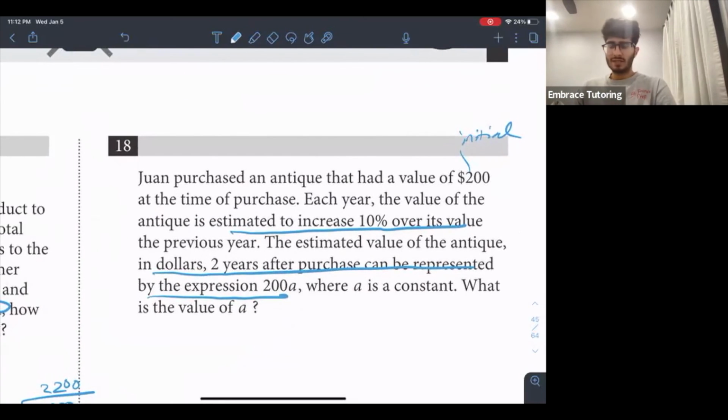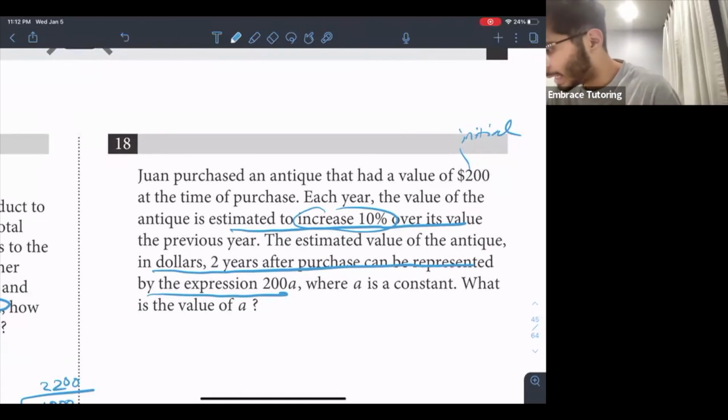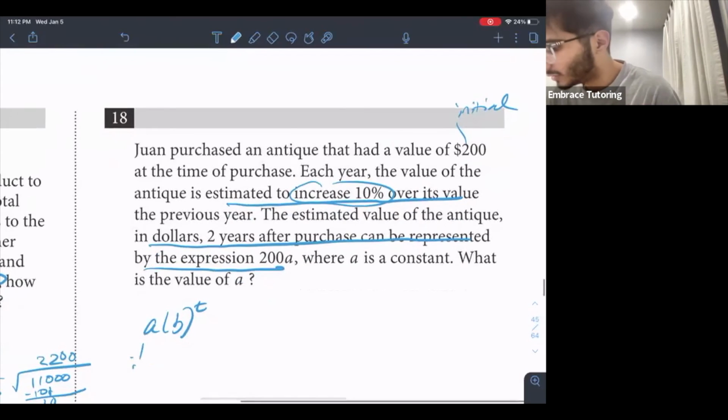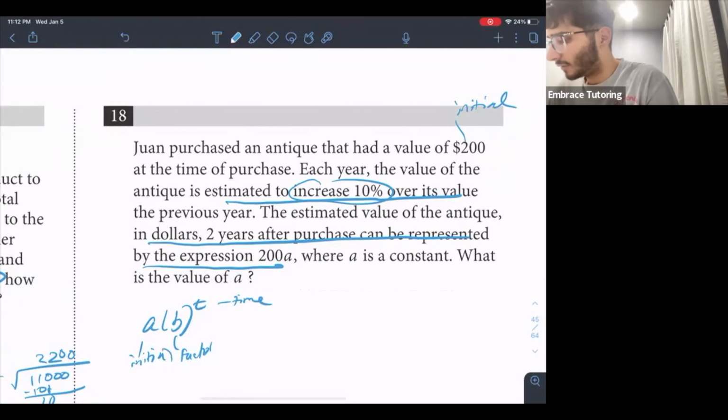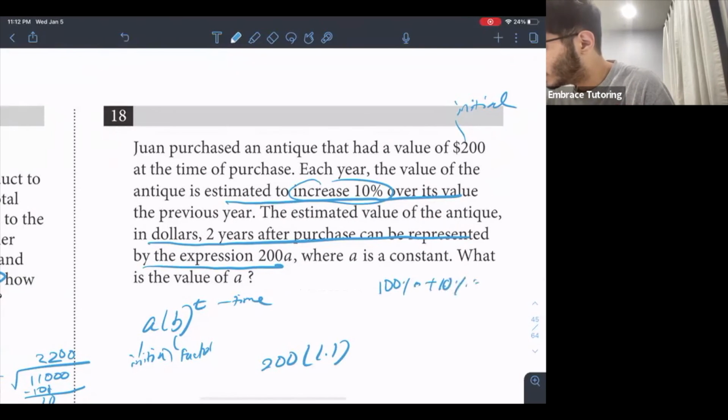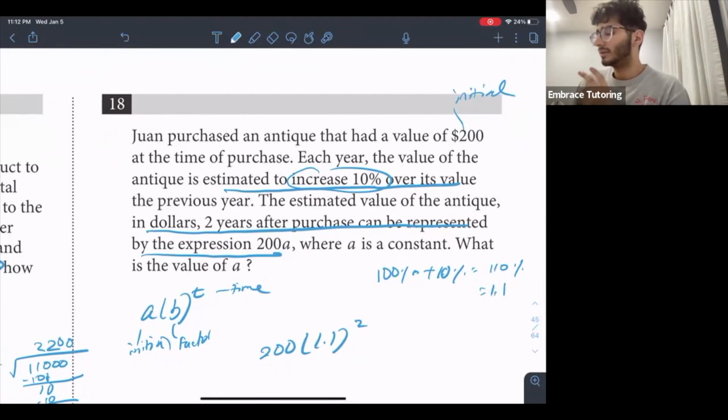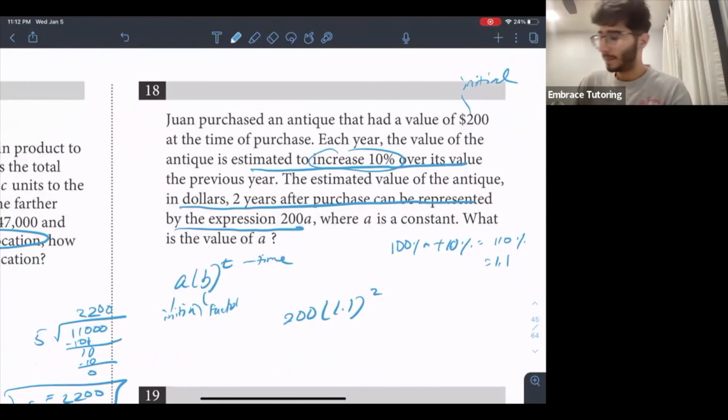So from this, since it's increased 10% per year from the previous year, we know that's an exponential problem, like a growth problem. So that's in the form of A is equal to B raised to the T power, where A is the initial, B is how much it grows, or the factor, and T is time. For this problem, it would be 200 times 1.1, because it's a 10% increase, so it'd be 100% plus 10% to give you 110%, which is 1.1. And since it's 2 years, it would be raised to the 2 power.